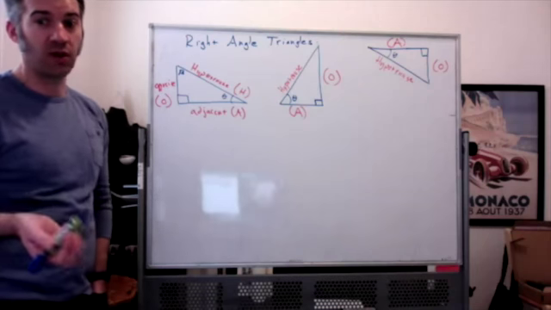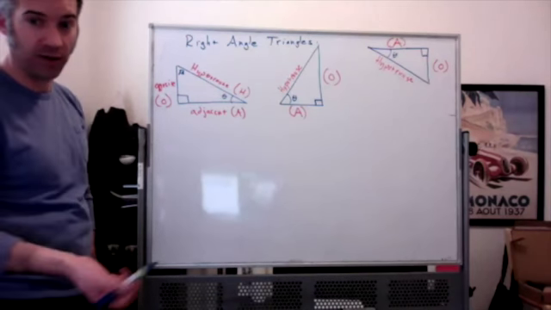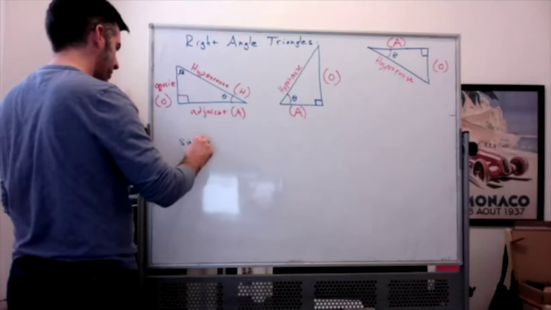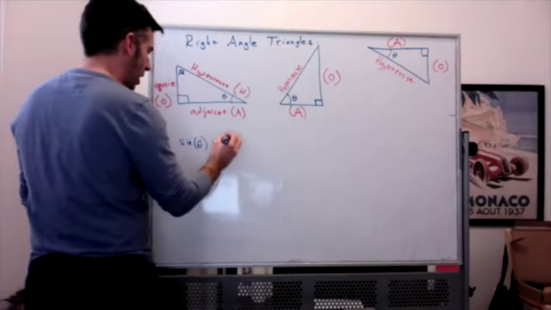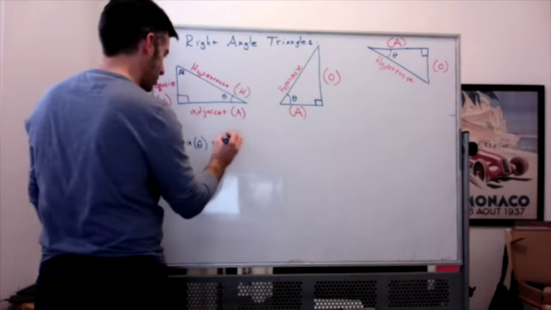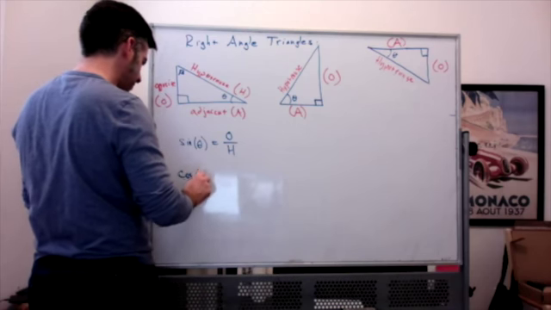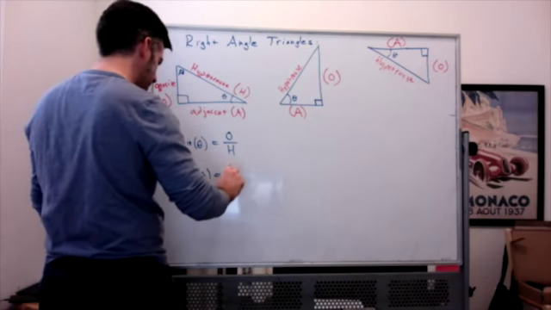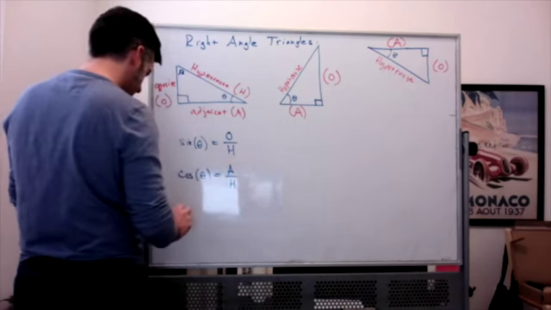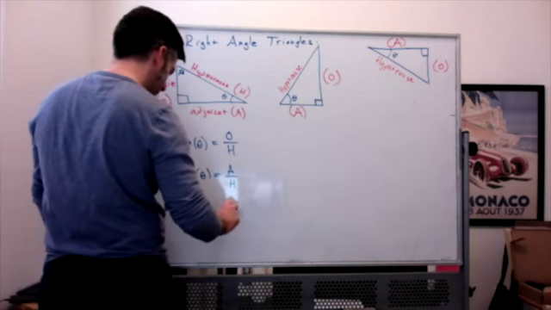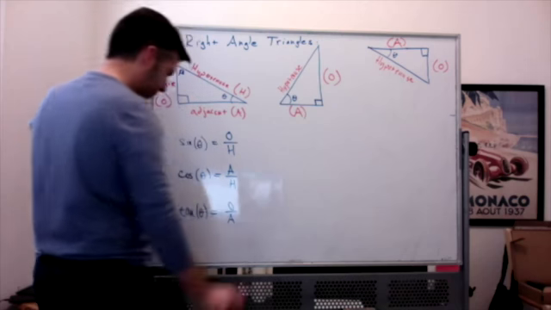Well, because we're going to define the trig functions in the following way. Sine of theta is the opposite over the hypotenuse. Cosine of theta is the adjacent over the hypotenuse. And tangent of theta is equal to the opposite over the adjacent.